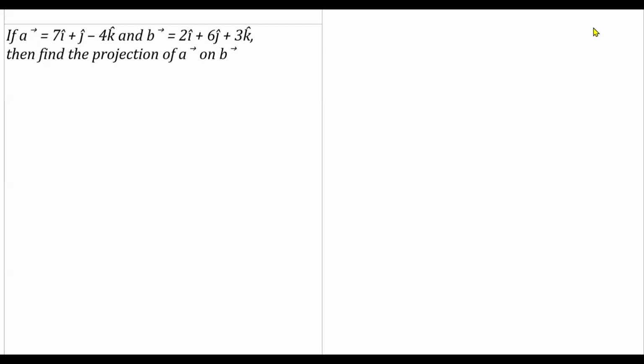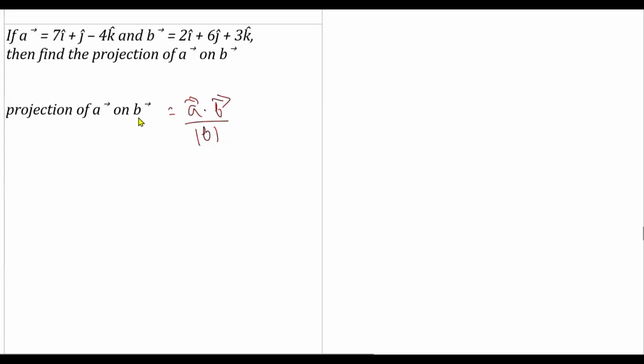Now in the next question it says vector A is this and vector B is this. We have to find the projection of A on B. Projection is nothing but the shadow of one vector over the other vector. So how do we get projection of A on B? The formula for finding projection of A on B is A dot B divided by B magnitude, since it is on B. Had it been B on A, then it should have been A magnitude.